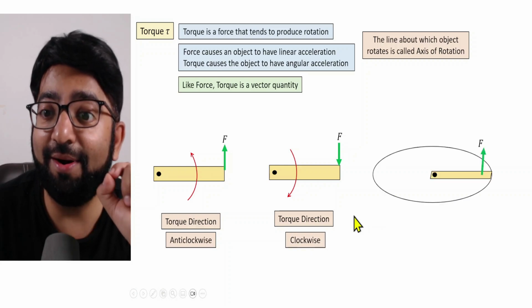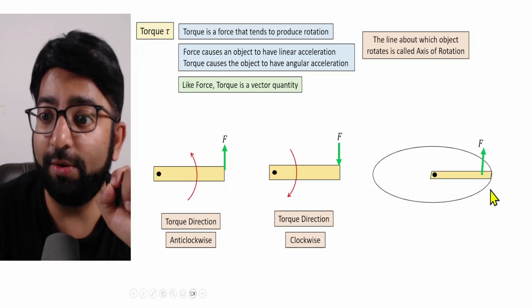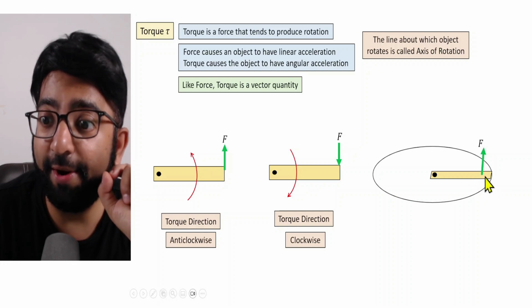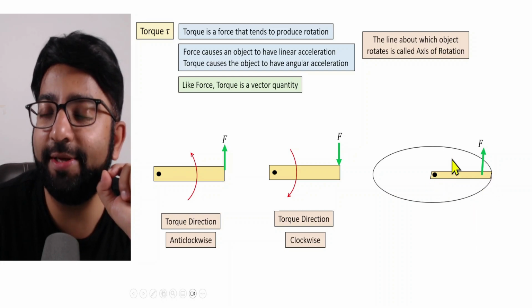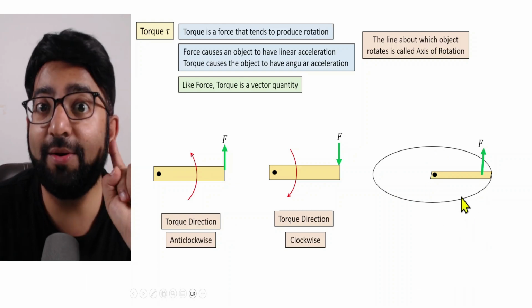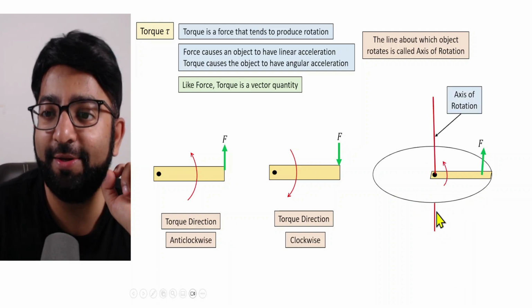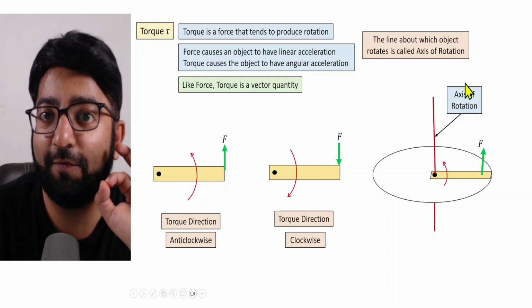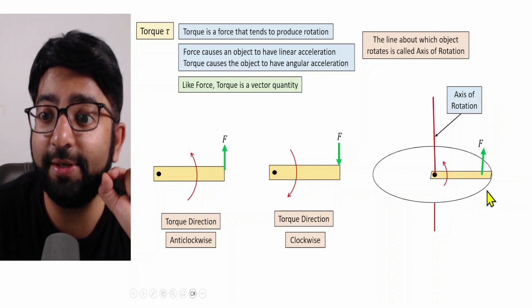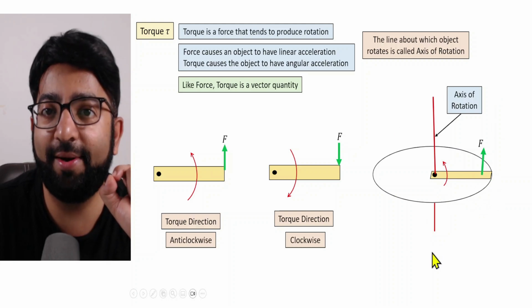Now let's consider the third example. It's the same rod, the force is acting at this point, as you can see here. The rod is hinged at the left end, so it is definitely going to rotate. But what will be the direction of rotation? So have a look. I have presented a particular line. This is called the axis of rotation. So this particular rod is going to rotate about this red line.